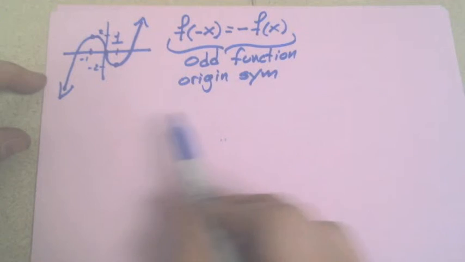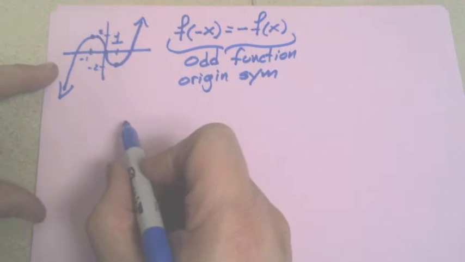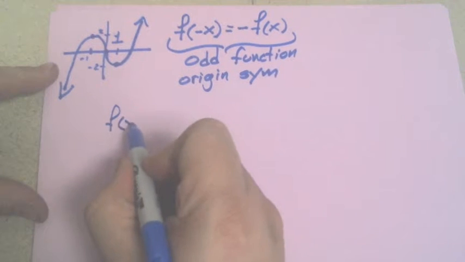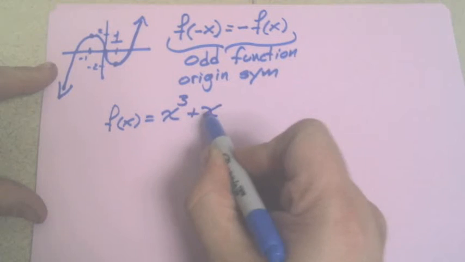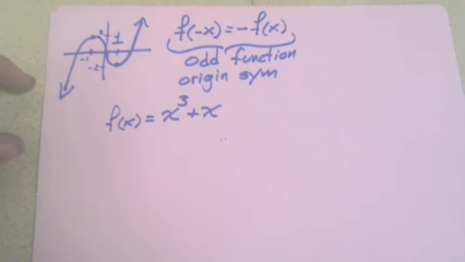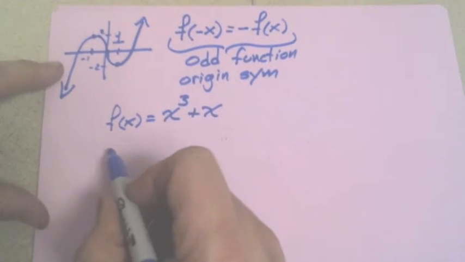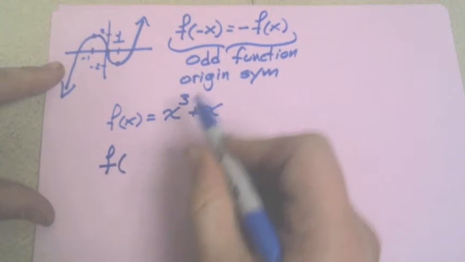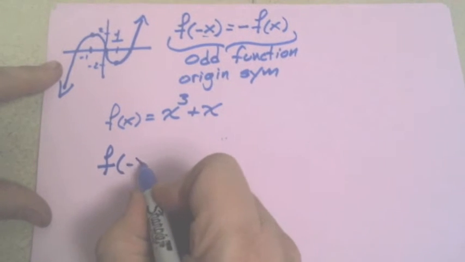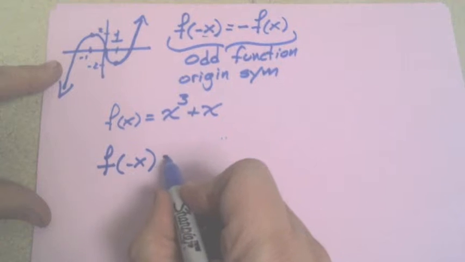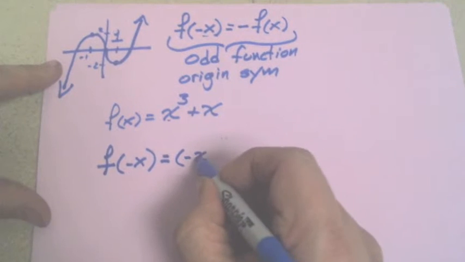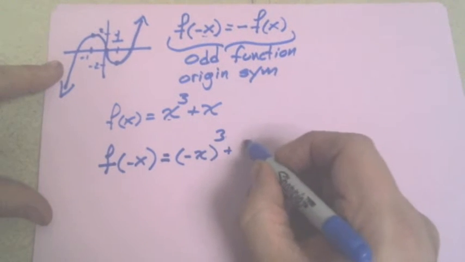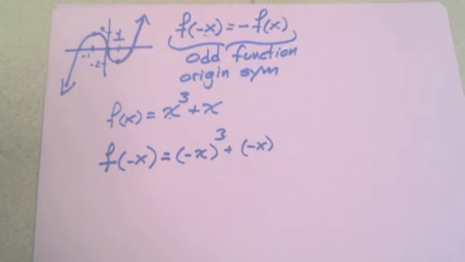The nice thing is we test this in exactly the same way. If we wanted to see if f of x equals, let's say, x to the third plus x was even or odd, we can test it the same way we tested to see if it was even. We take the function and evaluate at the opposite of x, so negative x, and we put a negative x in for every x. Negative x to the third plus negative x.